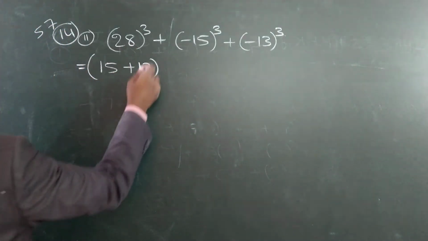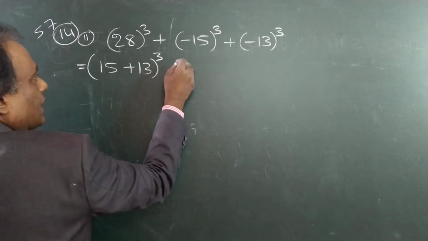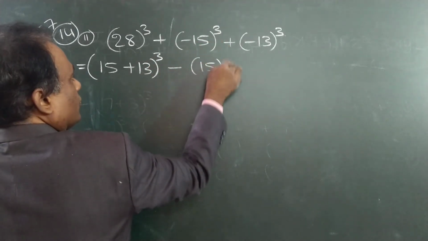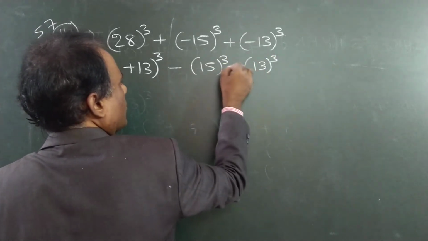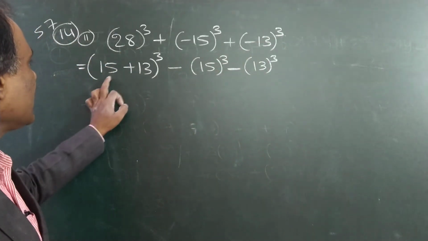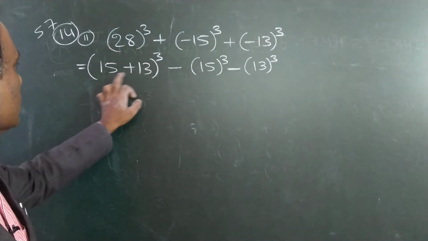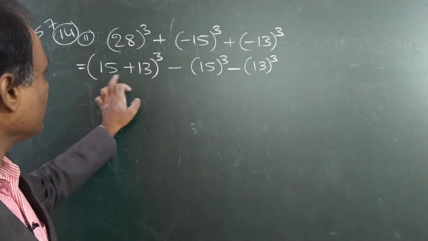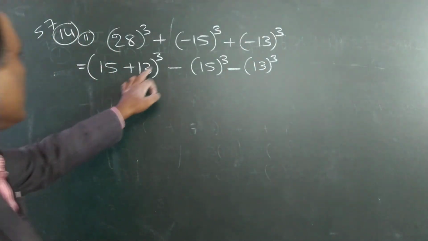28 can be written as 15 plus 13. Whole cube is same. So minus whole cube is minus. So minus 15 cube same. No change in this. Minus 13 cube is same. These two I am not changing. Same I am writing. Only I changed the 28 as 15 plus 13. 28 is written as 15 plus 13. This is same. A plus B whole cube.